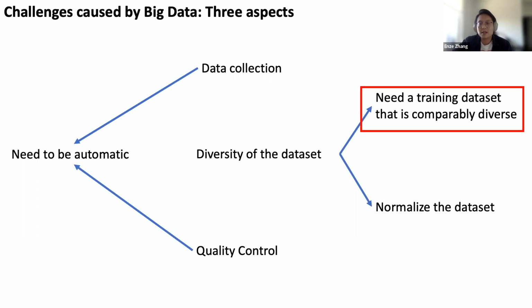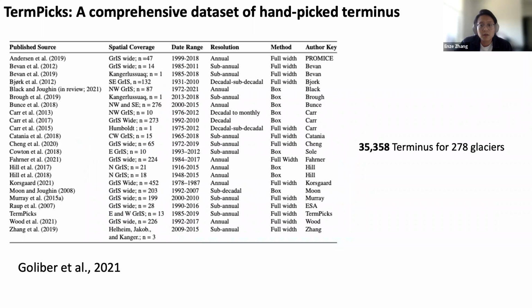To handle the diversity of the big data, we first need a training data set that is comparably diverse to the whole data set. So how do we achieve this? We use TermPick as our training data set. TermPick is the data set that collects all the valuable hand-picked terminus data. It is developed by Sufi, one of our PhD students, and it contains more than 35,000 termini from 278 glaciers. So the table here shows the studies that TermPick contains.